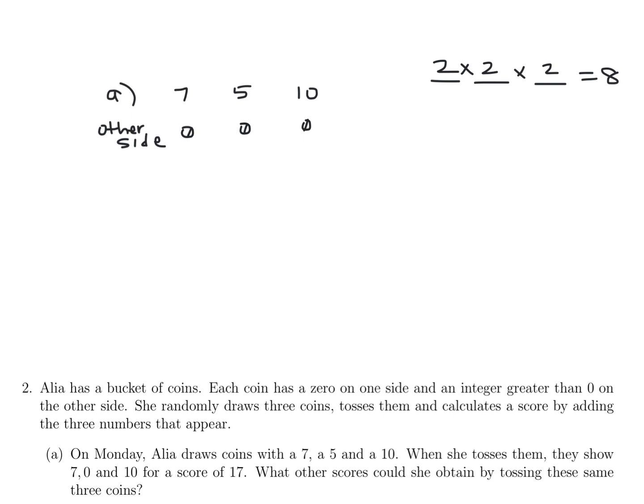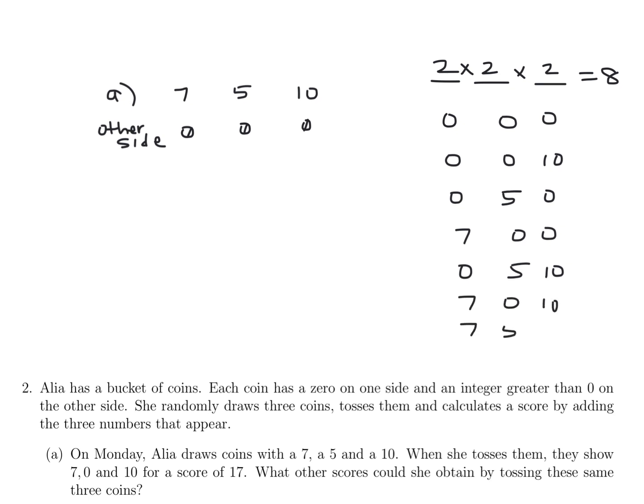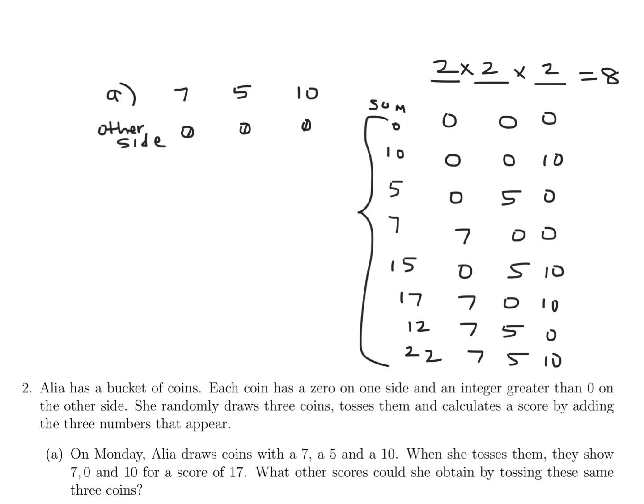So let's list them all. It shouldn't take that long. 0, 0, 0, that's 1. 0, 0, 10. 0, 5, 0. 7, 0, 0. 0, 5, 10. 7, 0, 10. 7, 5, 0. And 7, 5, 10. So these are the 8 possible combinations. So now the sums would be 0, 10, 5, 7, 15, 17, 12, and 22. So these are my sums. And that's pretty much all they're asking in this question.